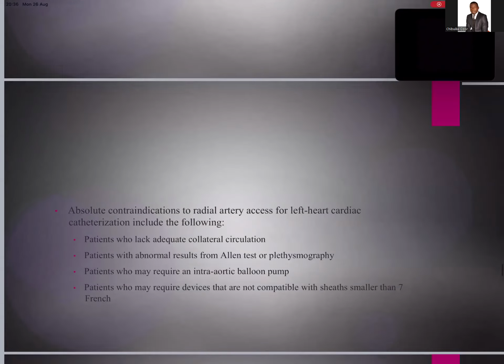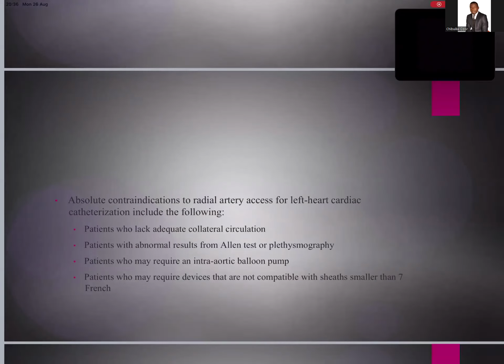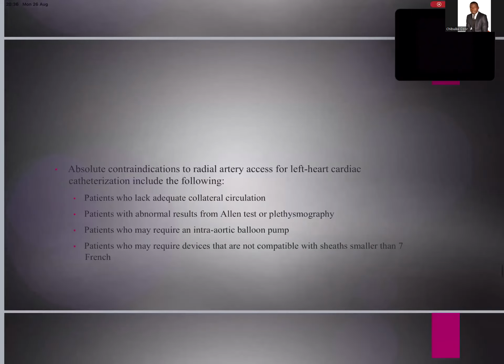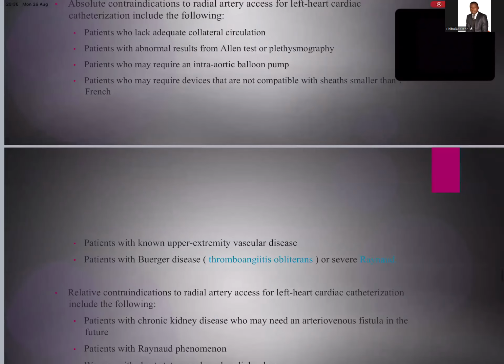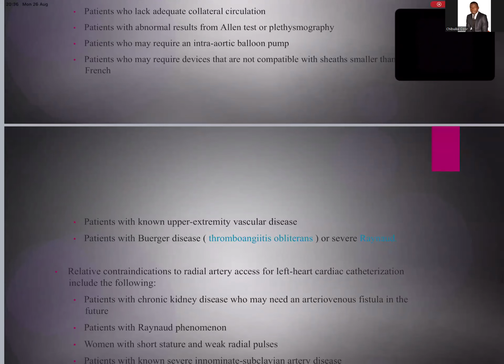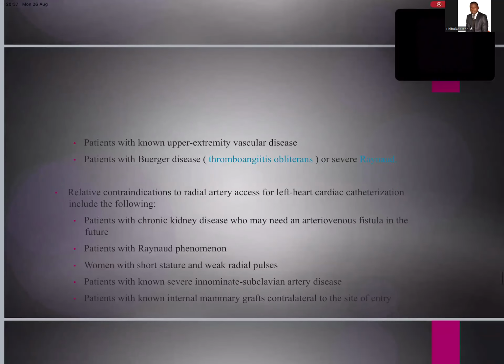Then there are usually absolute contraindications to the radial artery access for left heart catheterization. One is a patient who lacks adequate collateral circulation; of course, the Allen test will tell you that. Then patients with an abnormal result from Allen test or plethysmography, and patients who may require an intra-aortic balloon pump, and then patients who may require devices that are not compatible with sheaths smaller than 7 French, and then patients with upper extremity vascular disease, vasculitis or thereabouts, and then patients with Buerger's disease, and then any patient that has Raynaud's disease as well.